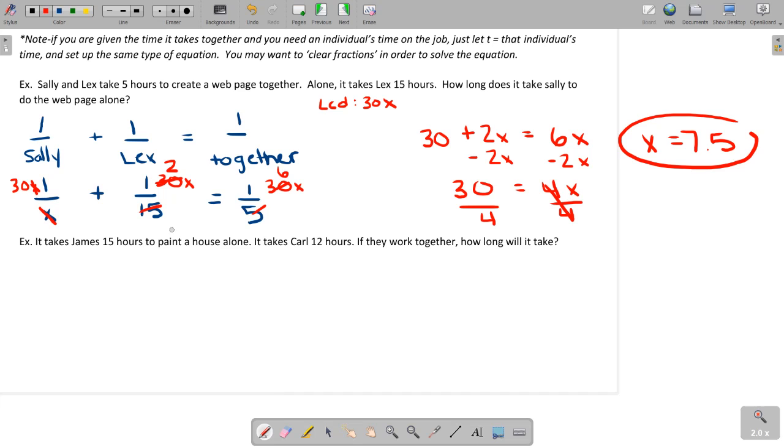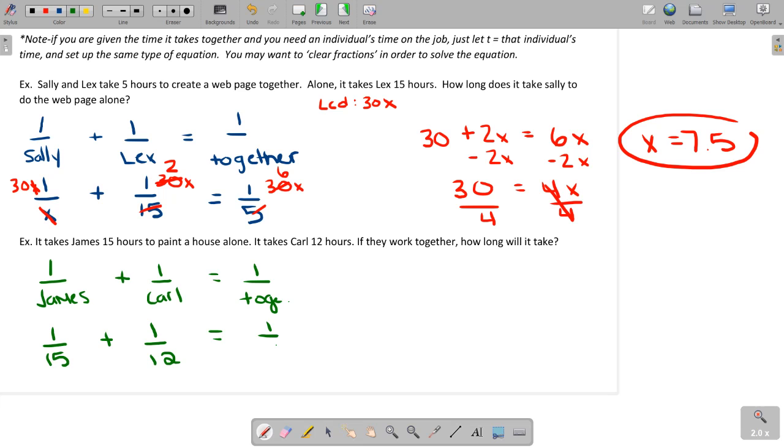You have James and Carl. James takes 15 hours to paint the house alone, so we're going to go 1 over James, and then Carl, 1 over Carl, and then 1 over together. I'm just going to abbreviate that. So James is 15, and Carl is 12, and 1 over together will be your x.